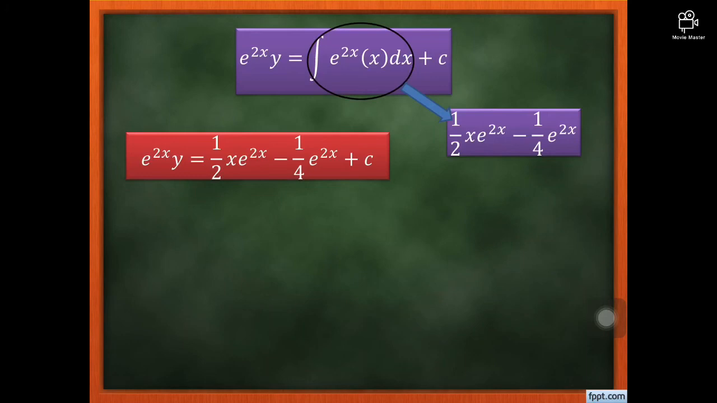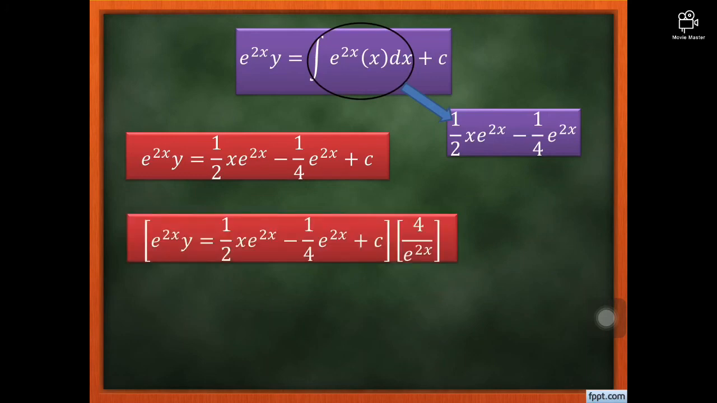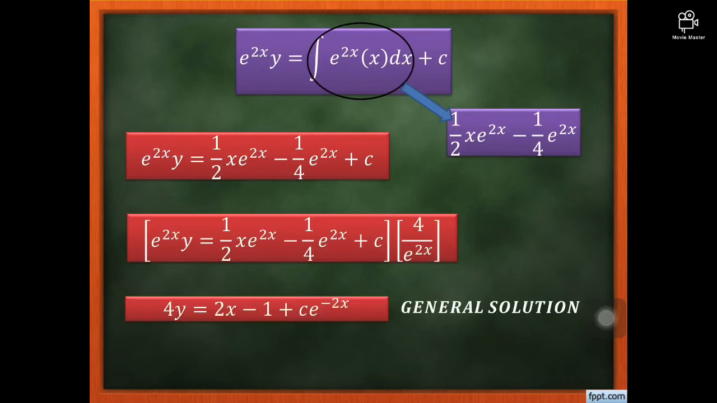And then, as I said earlier, the left side should only include the variable y. So we need to divide both sides by e raised to 2x. And to be able to eliminate the fractions, we need to multiply both sides by 4. So that gives us this equation. Multiplying both sides by 4 over e raised to 2x, that gives us 4y is equal to 2x minus 1 plus c times e raised to negative 2x. And that gives us our general solution.